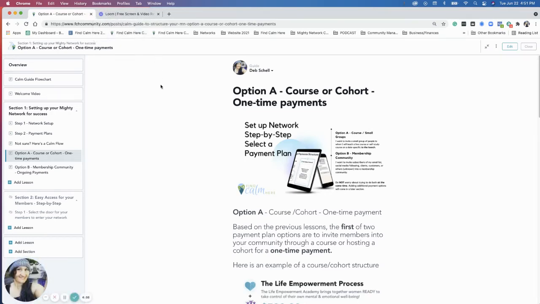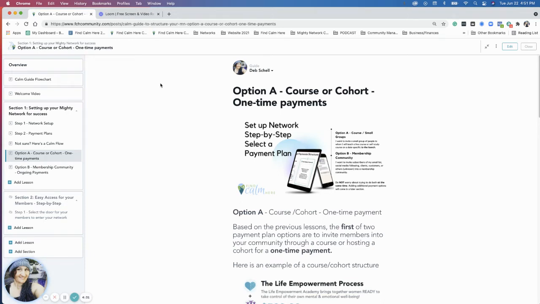Hello, welcome back, everyone. We are in the first section of the Calm Guide, the section for setting up your money network for success. We went through steps one and two. Step one was setting up the network, and deciding on the payment plan was the second step. And then there was a calm flow to help you make that distinction if you weren't sure which one is best for you in this moment.